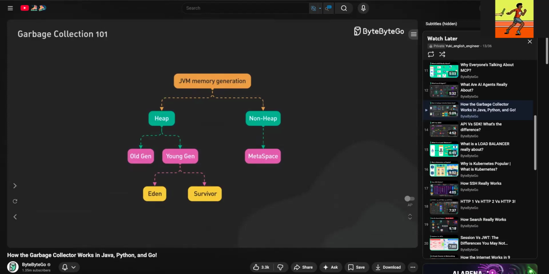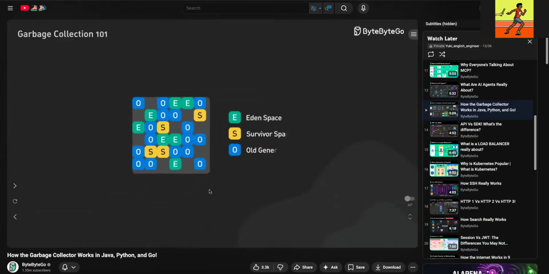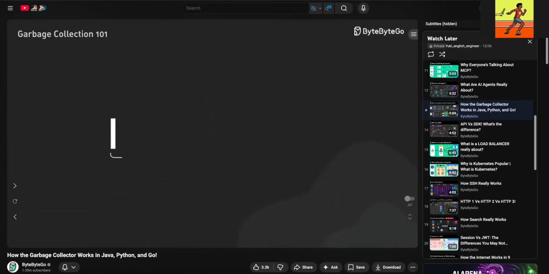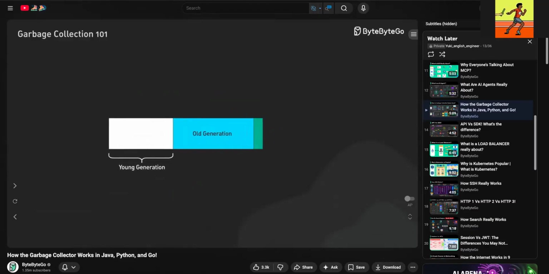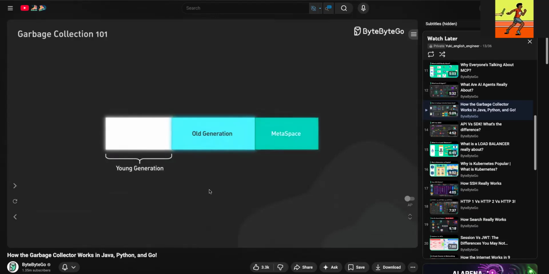This is an essential concept for thinking about garbage collection. This design is based on an empirical observation: most objects die young. In the Java Virtual Machine, memory is divided into three main areas: young generation, old generation, and metaspace.